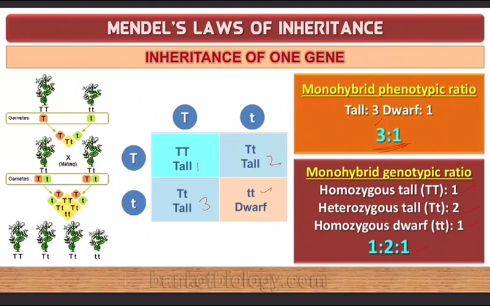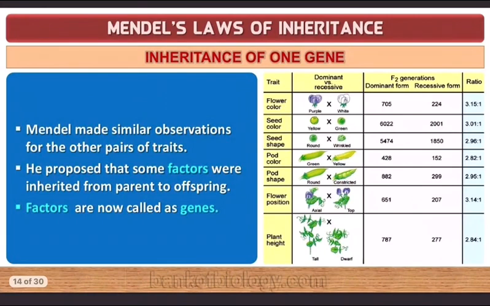And what about genotype? Homozygous tall, capital T, how many are there? Only 1. Heterozygous tall, capital T, small t, 2 are there, plant number 2 and plant number 3. And homozygous dwarf, only 1. So the genotypic ratio is 1:2:1. So in a monohybrid cross, the phenotypic ratio is always 3:1 and the genotypic ratio is 1:2:1. This is possible because of the transfer of one gene. That's why we say inheritance of one gene.